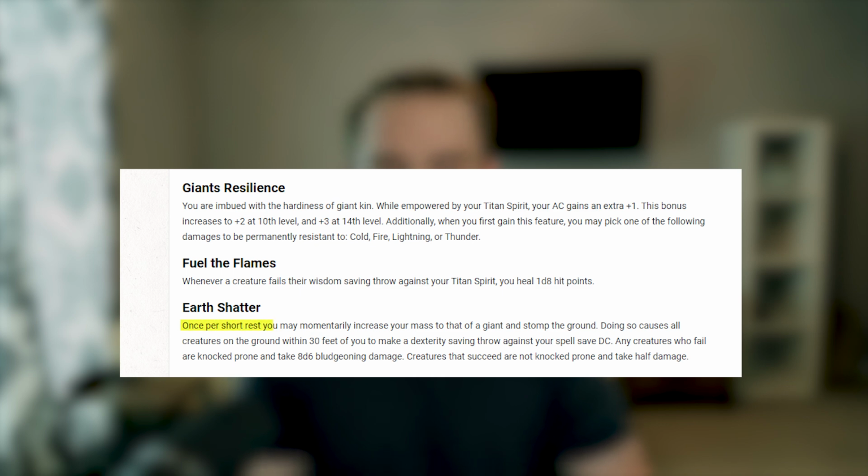Now let's talk about the final ability that you get as part of this subclass at 14th level, and that is Earth Shatter. Once per short rest, you may momentarily increase your mass to that of a giant and stomp the ground. Doing so causes all creatures on the ground within 30 feet of you to make a dexterity saving throw against your spell save DC. Any creatures who fail are knocked prone and take 8d6 bludgeoning damage. Creatures that succeed are not knocked prone and take half damage.